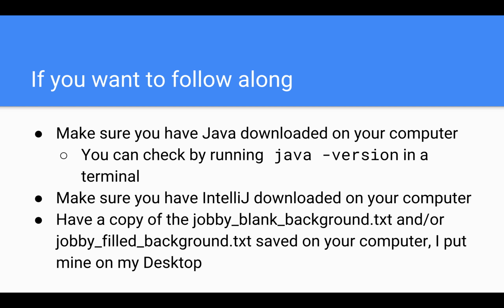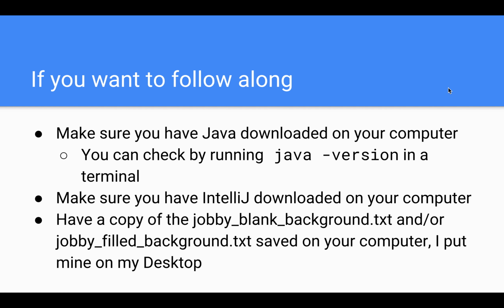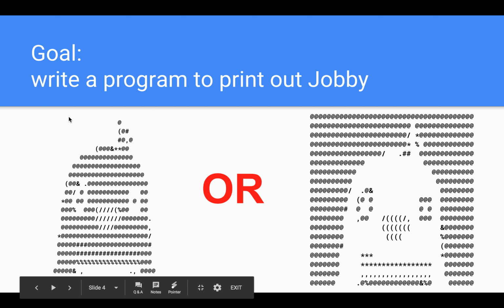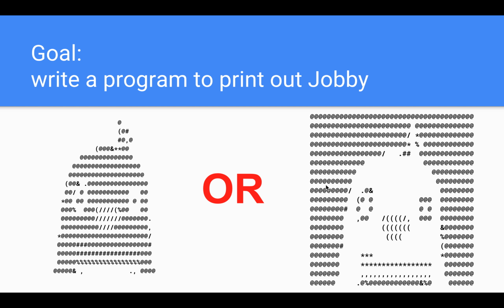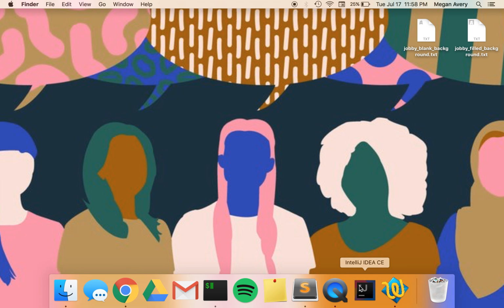I put mine on my desktop, so they're right here on my computer. And the goal is to write a program to print out Jobby. So either this version with the blank background or this version with the darker background. I'm going to show you how to do both in this tutorial just because it's not that hard to switch between them. So I want to open IntelliJ again.